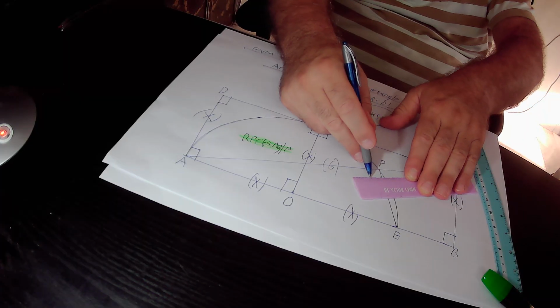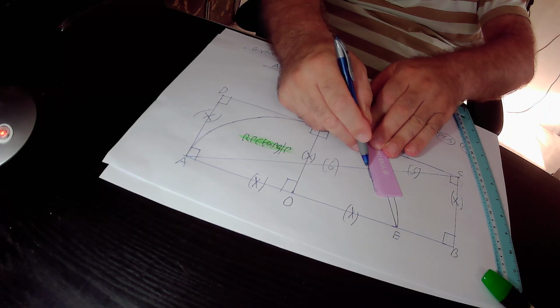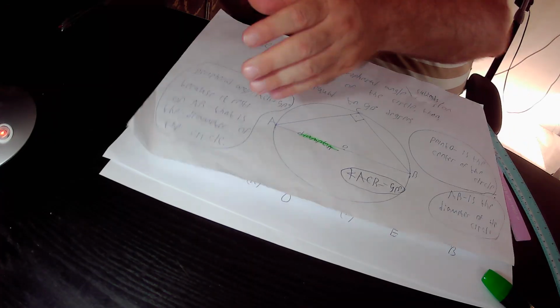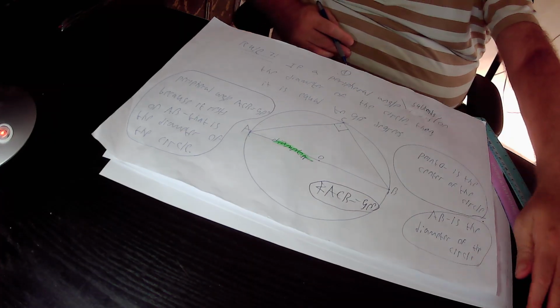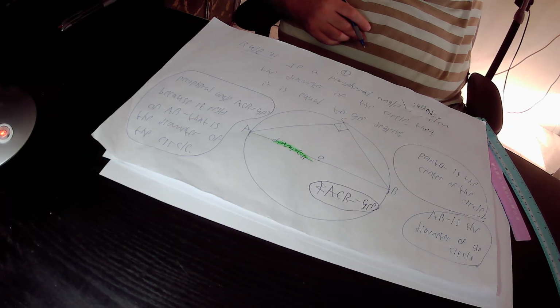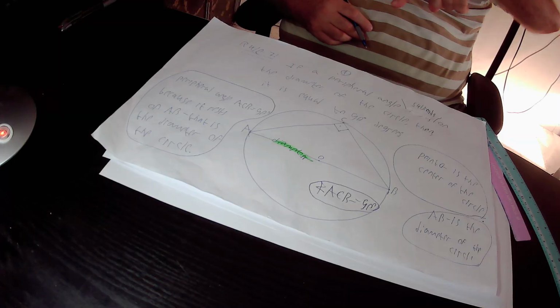So I repeat quickly rule 7. According to rule 7, if a peripheral angle subtends the diameter of the circle, then it is equal to 90 degrees in its size. So in the drawing we have a circle.